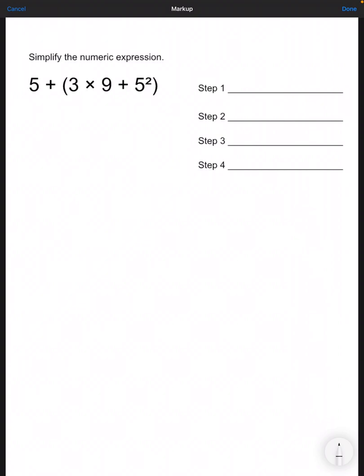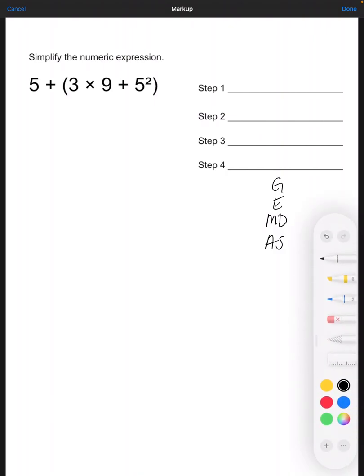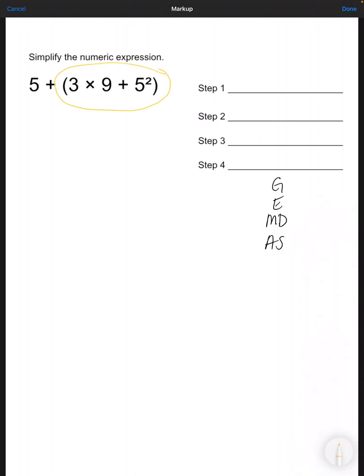Simplify the numeric expression 5 plus a grouping of 3 times 9 plus 5 squared. My first step is to write down my acronym of GEMDAS because that helps me maintain my order of operations. I'm going to look for any groupings, and I see that there is a rather large grouping of 3 times 9 plus 5 squared.